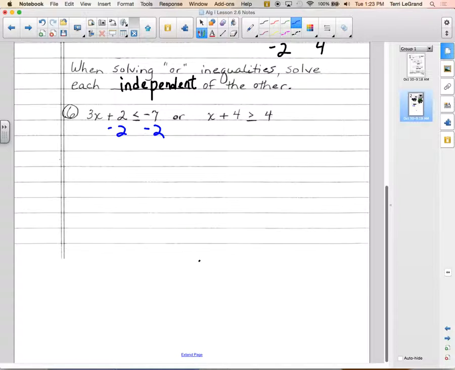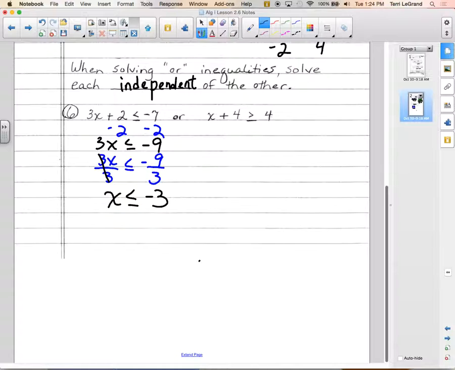So we have 3x is less than or equal to, Hunter, what do we have? Okay, thank you. What are we going to do next, Brooke? Divide both sides by 3. Do we switch the inequality symbol? No, we did not divide by a negative. -9 divided by 3 is what, Morgan? -3.